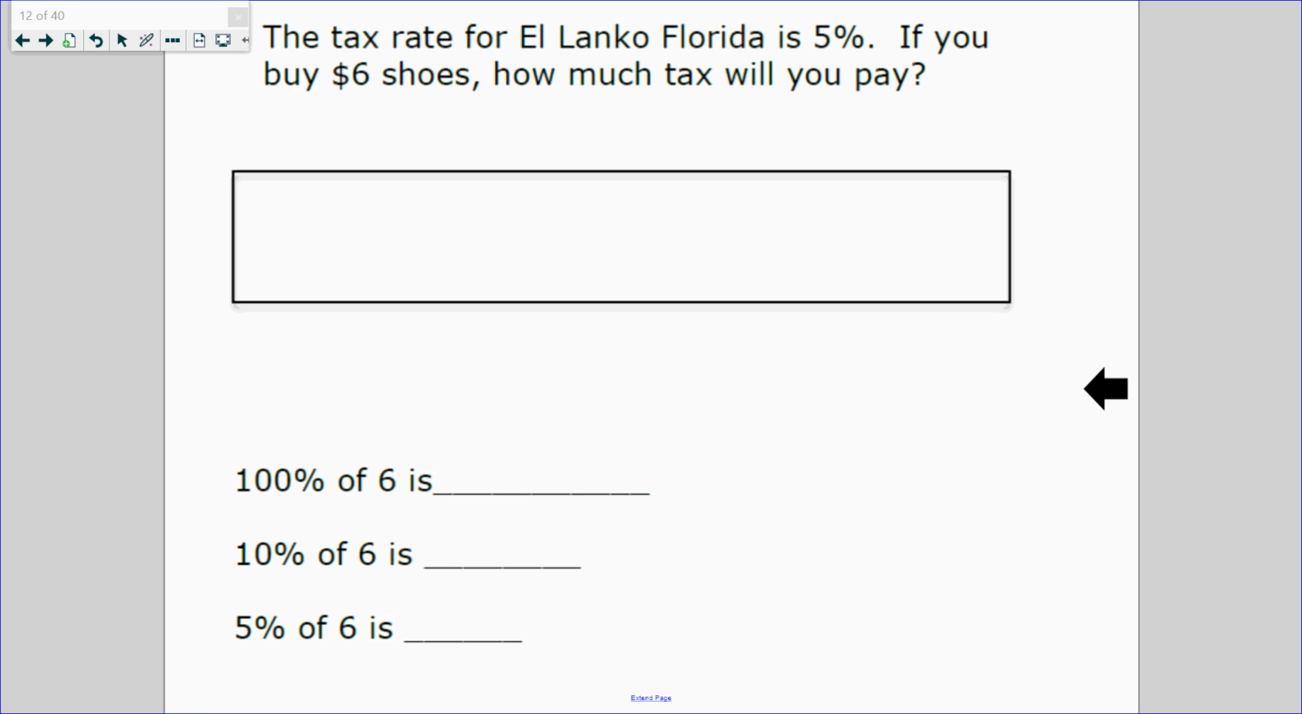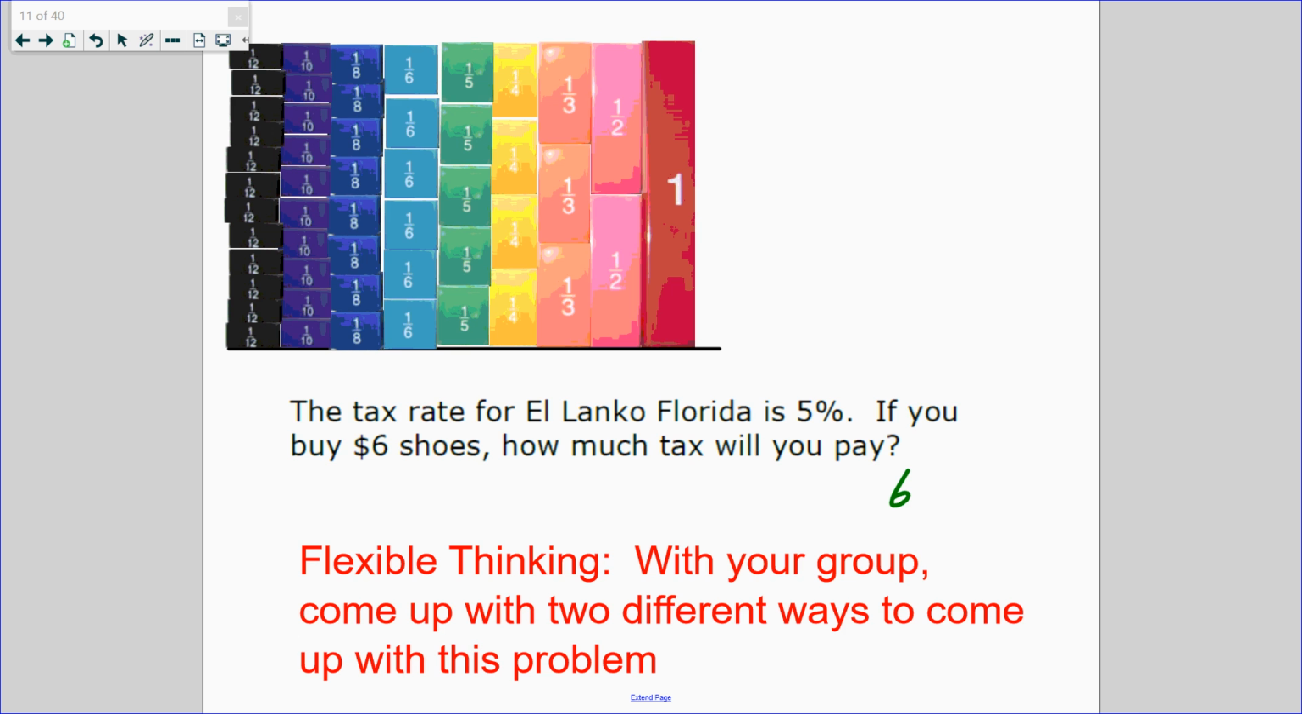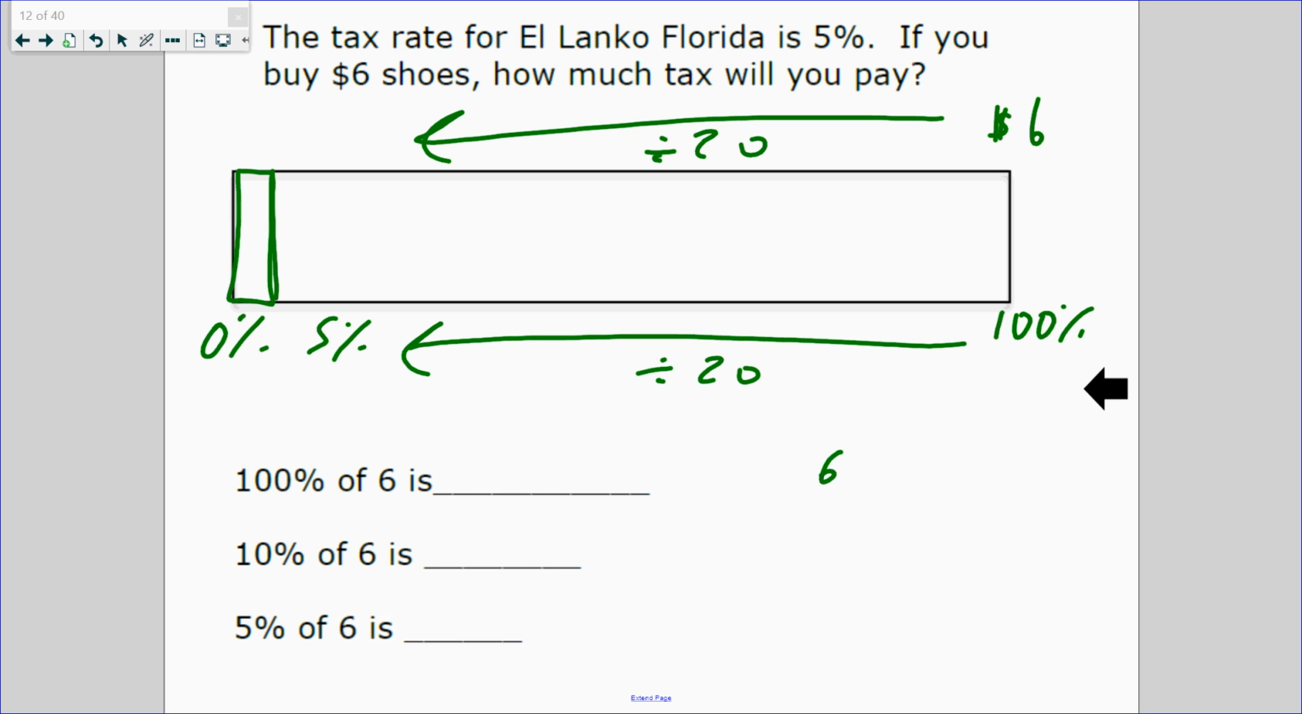All right, welcome back. Let's see how you solved it. So one way you could have solved it is this represents 0%. This represents 100%. So if you pay 100%, that would be $6, the whole shoe. But it says 5%. So 5% would be this part right here. What is the relationship between 100% to 5%? Divide by 20. What is 6 divided by 20?